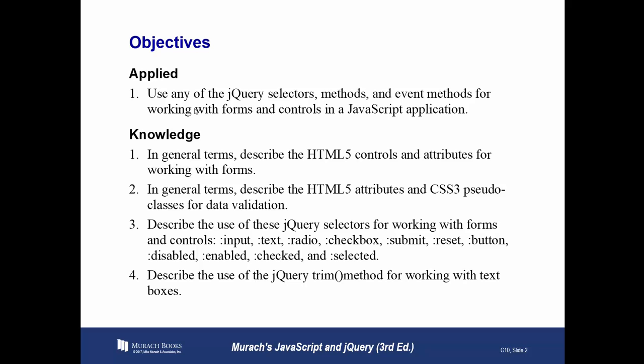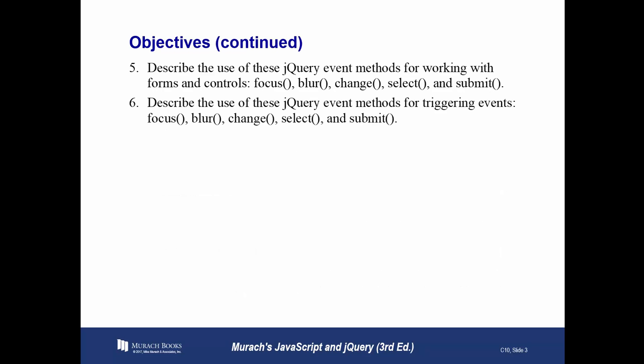Describe the jQuery selectors for working with forms and controls, including input, text, radio, text box, submit, reset, button, disabled, enabled, checked, and selected. Describe the use of the jQuery trim method for working with text boxes. Describe the use of the jQuery focus, blur, change, select, and submit event methods for working with forms and controls, and describe the jQuery focus, blur, change, select, and submit methods for triggering events.